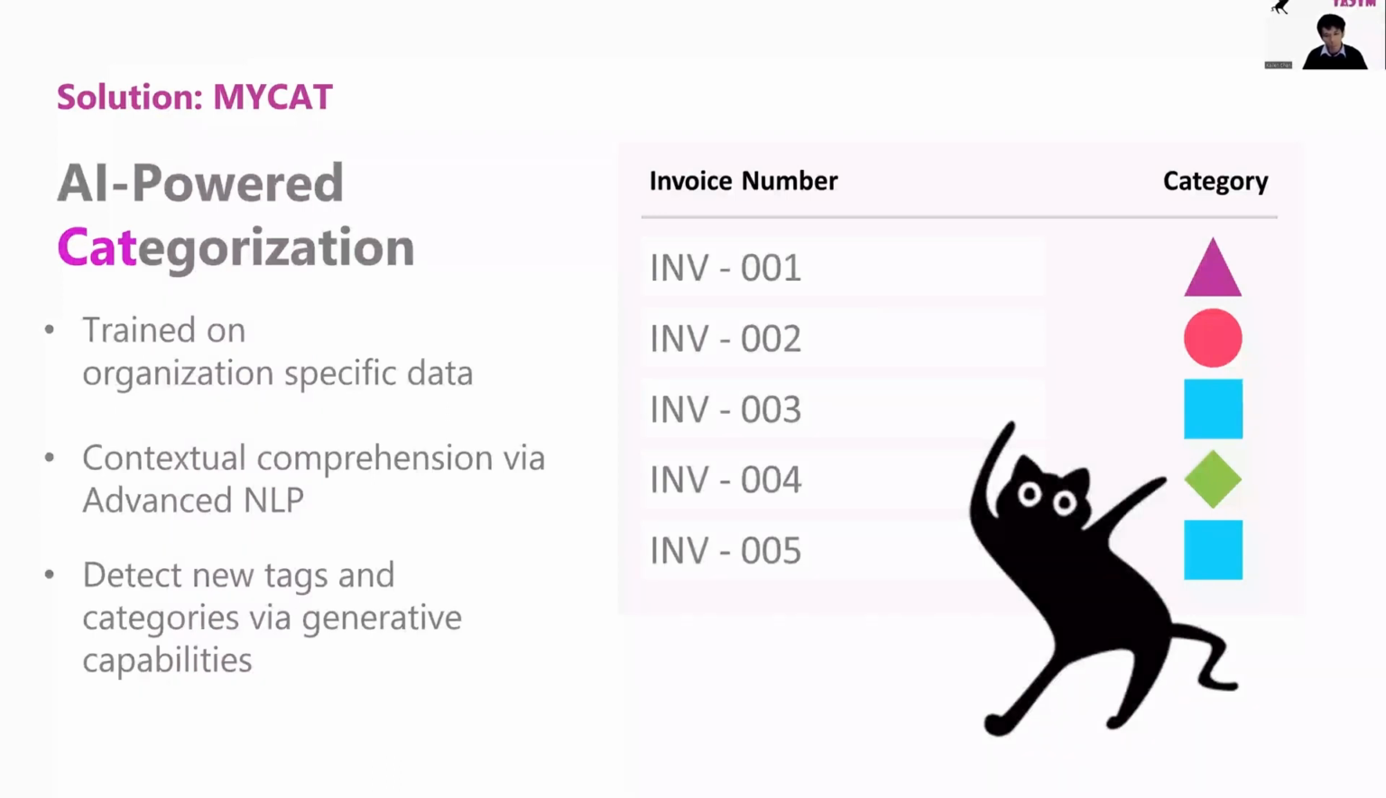Introducing MyCat, an AI-powered software solution to streamline and automate the transaction categorization process. Trained on organization-specific data, MyCat categorizes incoming transaction data to reconcile against existing accounting and information systems. MyCat utilizes advanced natural language processing to recognize the semantic meanings of transaction line items, their names, and their descriptions. And finally, as intelligent and as creative as the animal, MyCat can intelligently detect new patterns and suggest new categorizations and tags depending on the requirements of the business.